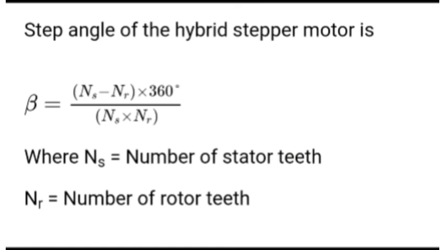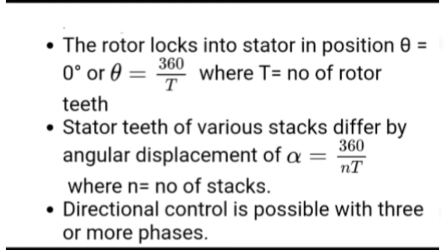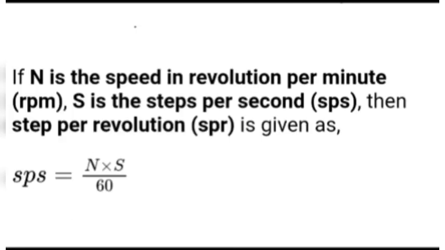The rotor locks into stator in position theta equal to 0 degree or theta equal to 360 upon t, where t is equal to number of rotor teeth. Stator teeth of various stacks differ by angular displacement of alpha equal to 360 upon n into t, where n is equal to number of stacks. Directional control is possible with 3 or more phases. And if n is the speed in revolution per minute, s is the steps per second, then step per revolution is n into s upon 60. That means SPS is equal to n into s upon 60.